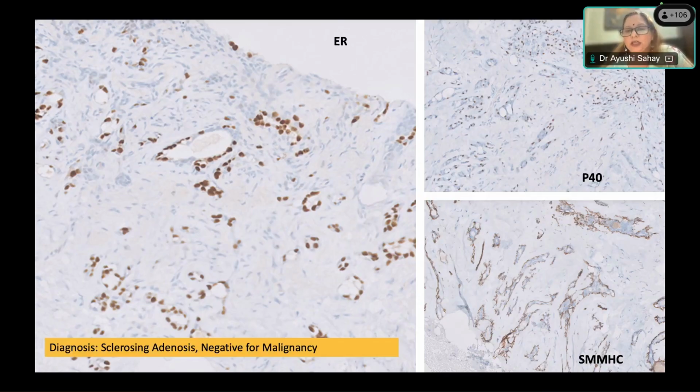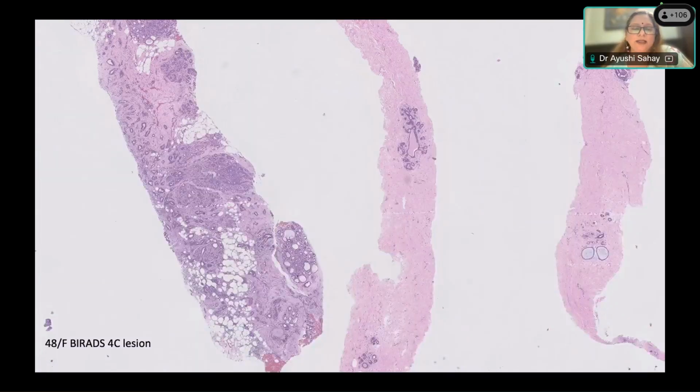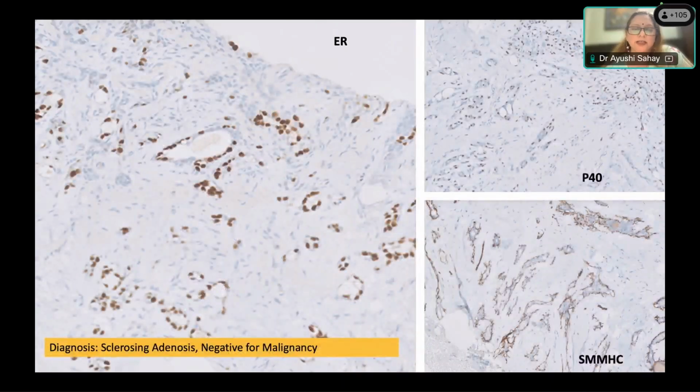So yes, there was a strong family history. There was an ovarian cancer history that misled us into thinking that there might be a concomitant breast malignancy. But in this case, we have proved that it is a sclerosing adenosis, which is a very common mimicker of malignancy. But how can you differentiate?